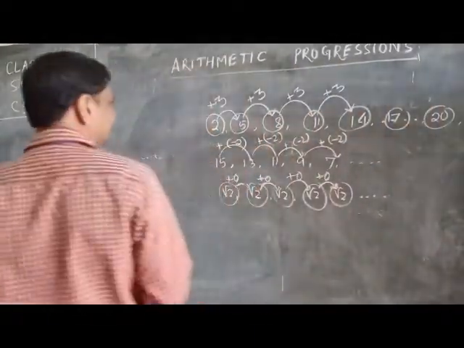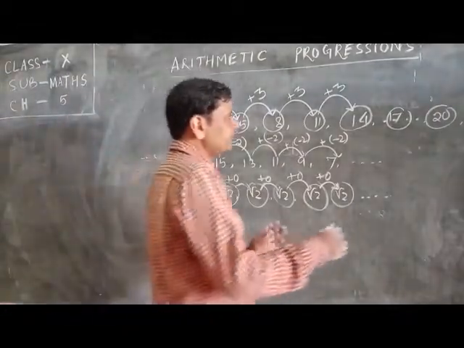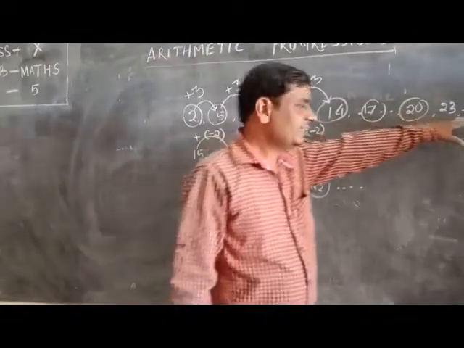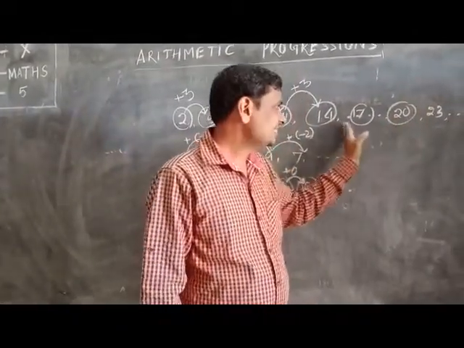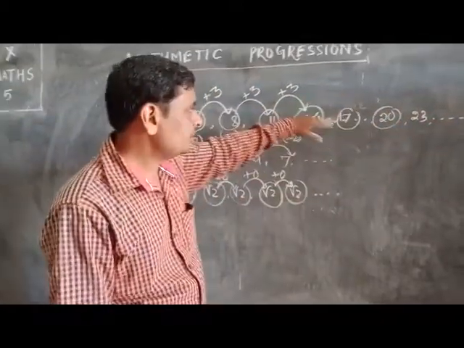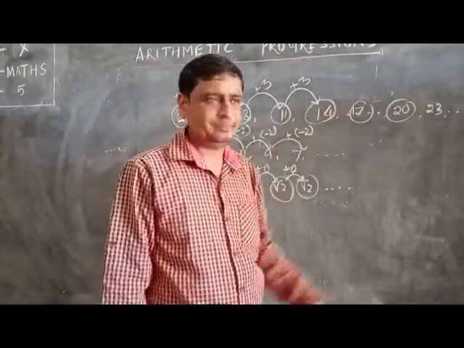Finite and infinite. Here the dots represent that this series is extended infinitely. This type of AP is called an infinite AP.